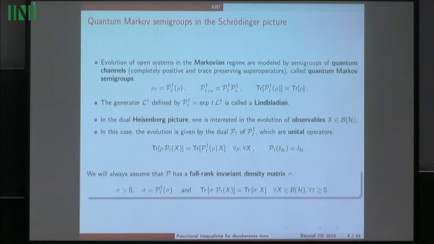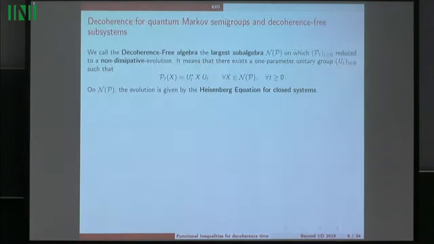Okay, so just to repeat myself, PT dagger will always be for the Schrödinger picture, and PT without the dagger will be for the Heisenberg picture. Now I would like to describe the asymptotic behavior of such a semigroup. And in order to do that, I need to introduce what is called the decoherence-free algebra.